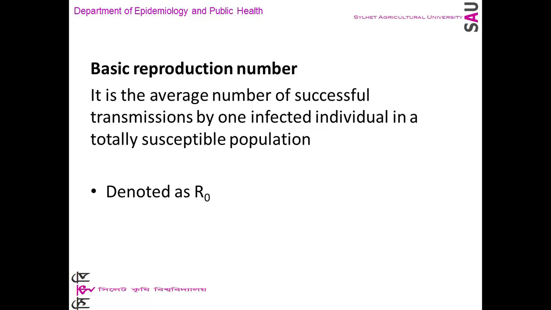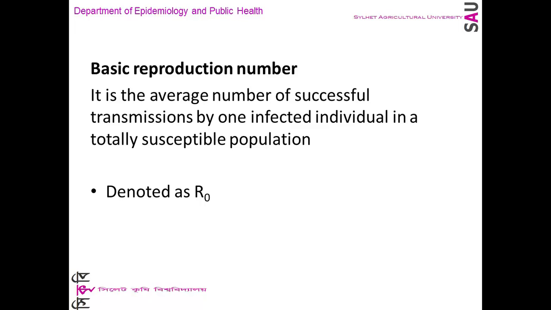Think about a hypothetical example for easy understanding. Suppose an FMD outbreak has occurred in a totally susceptible cattle population. After 15 days of outbreak, 64 cattle get infected from 32 cattle.